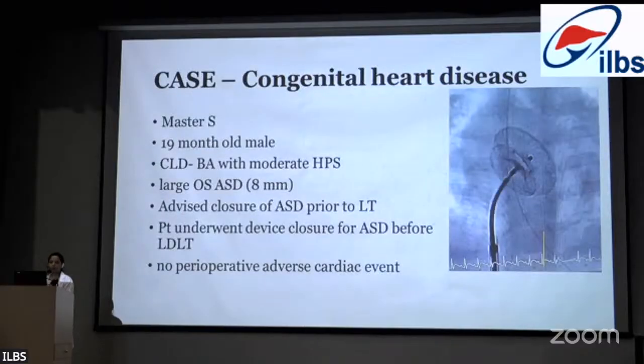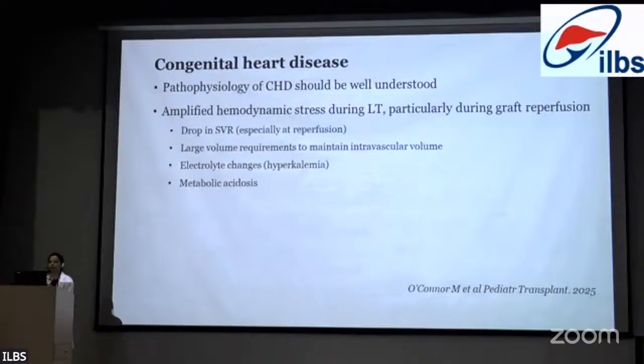Here I'll be discussing briefly a congenital heart disease patient who was 19 months old, who had biliary atresia related CLD with moderate HPS and a large ostium secundum type of ASD. The multidisciplinary team advised closure of the ASD prior to LT, so the patient underwent device closure, and there was no perioperative adverse cardiac event. Congenital heart disease pathophysiology should be well understood.